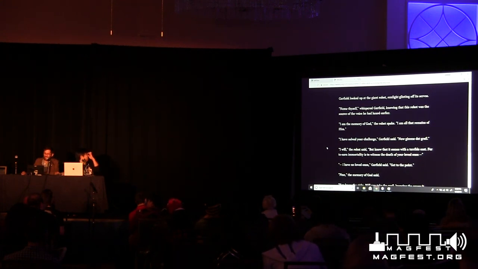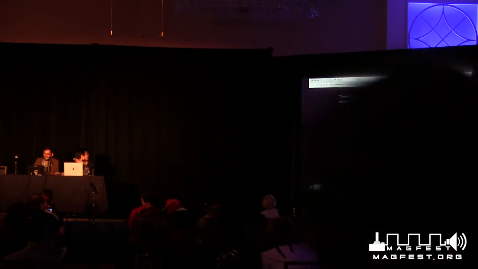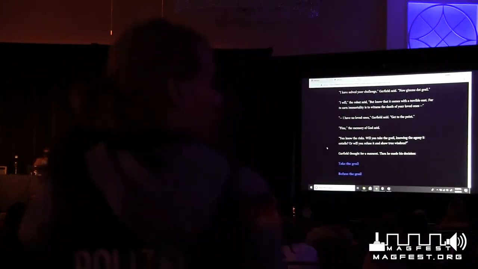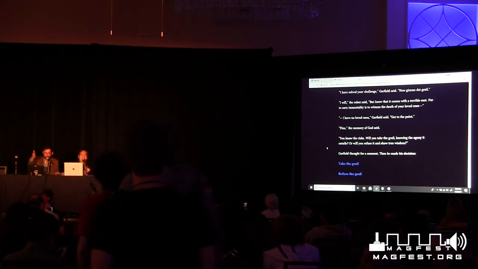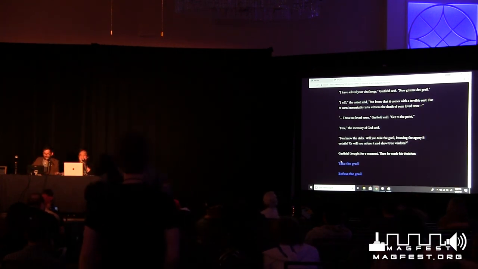I will, the robot said, but know that it comes with a terrible cost, for to earn immortality is to witness the death of your loved ones. I have no loved ones, Garfield said. Get to the point. Fine, the memory of God said. You know the risks. Will you take the grail, knowing the agony it entails, or will you refuse it, show true wisdom? Garfield thought for a moment, then he made his decision.